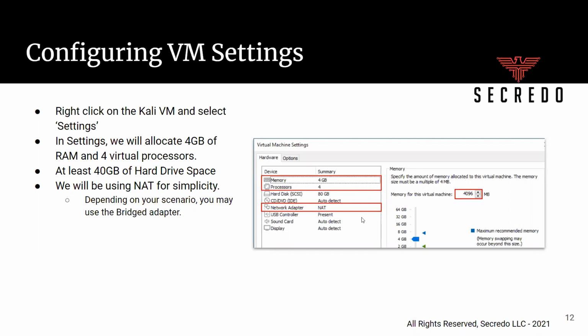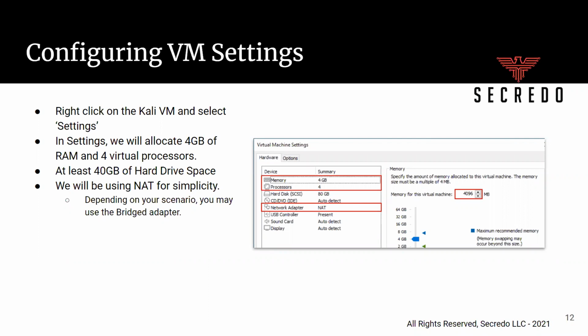For simplicity's sake, I'm going to be using NAT, which stands for Network Address Translation. It's going to be using the network card that your host operating system is on, so you're sharing the IP address with the host OS. Whenever you go to Google, it's going to recognize your Windows 10, Mac, or Linux machine's IP address.